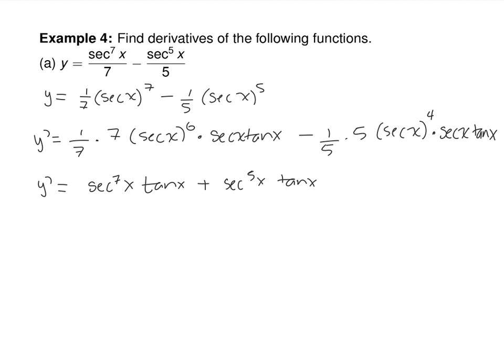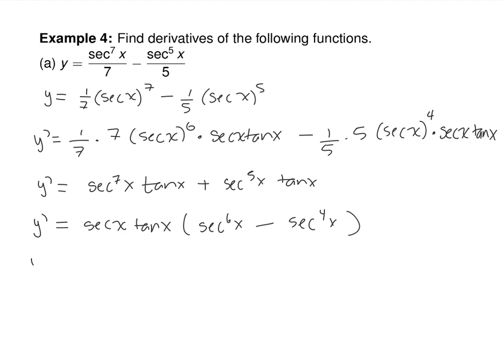I just factored secant x tangent x out of there and got secant x tangent x times secant 6 of x minus secant 4th x. So you had secant x tan x factored out because that's a sure. Then you've got secant to the 6th x minus secant to the 4th x, right? Is there any more greatest common factor that can come out at that stage?